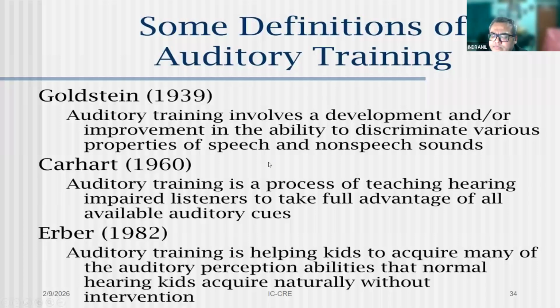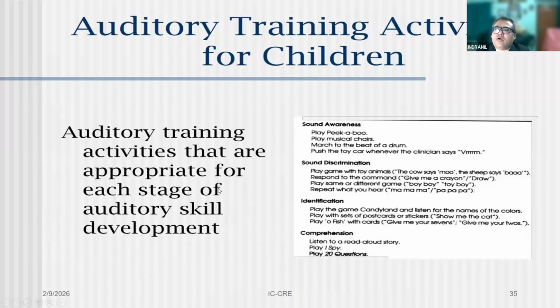There are a lot of gold standard definitions given by Goldstein, Carhart, and Erber. They all talk about the stages: auditory awareness, to discrimination, to identification, and then comprehension. These stages are very, very important. For auditory training activities for children, for awareness we can play with different sounds from simple to very complex, like from peekaboo to boom, so they can be aware whether a sound is there or not.